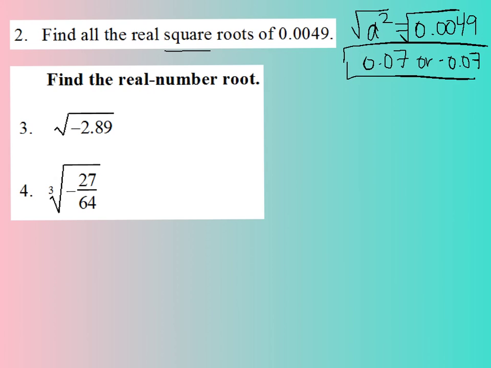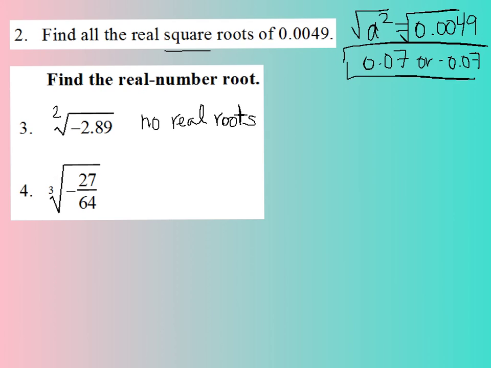Number 3 says find the real number root. Well, for number 3, we have an even index. It's a 2. And we have a negative radicand. Now, if you have an even index and a negative radicand, then your answer is no real roots, because our roots are imaginary. You're allowed to have a negative radicand if you have an odd index, and then that just means that you'll have a negative answer.